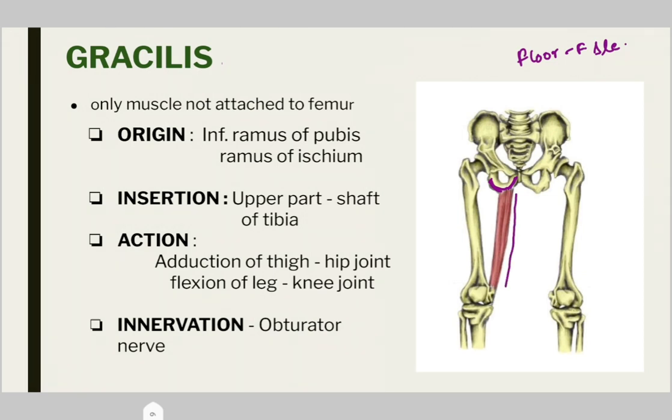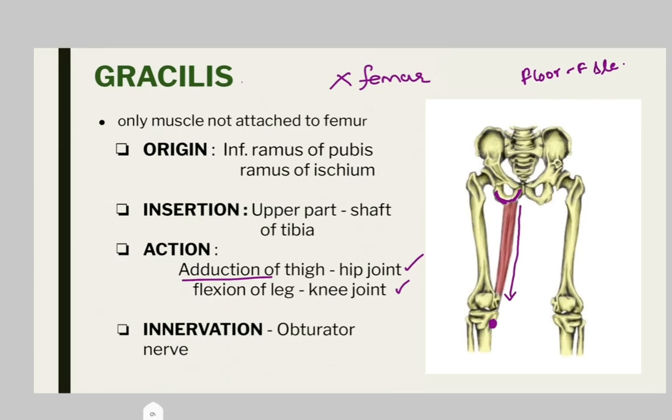It runs laterally downward to get inserted on the upper part of the shaft of the tibia. And one more thing, it is the only muscle which will not get attached to the femur. Coming to the action, these are the muscles of the adductor compartment, so the main action would be adduction. It will help in adduction of the thigh at the hip joint and also flexion of the leg at the knee joint. The innervation is the obturator nerve.